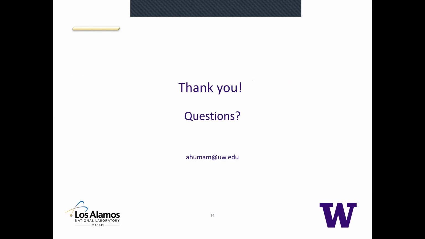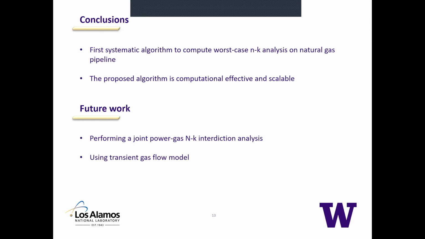And for future work, we want to do a joint power N-K interdiction analysis that not only has the ability to damage components in the gas network, but also jointly have some damages in the power sector. And also incorporate a more elaborate transient gas flow model instead of a steady state analysis for the gas side.